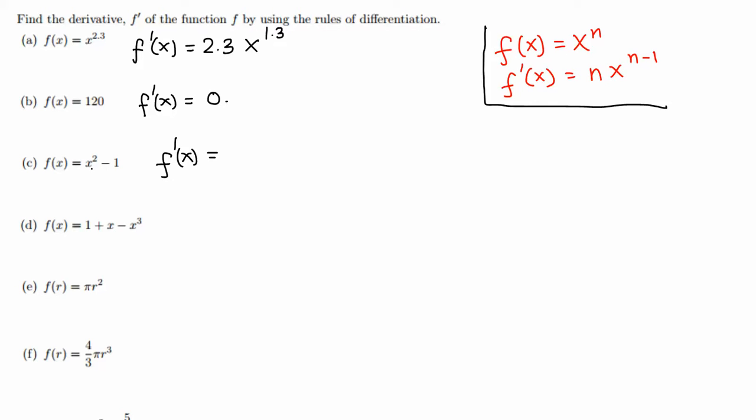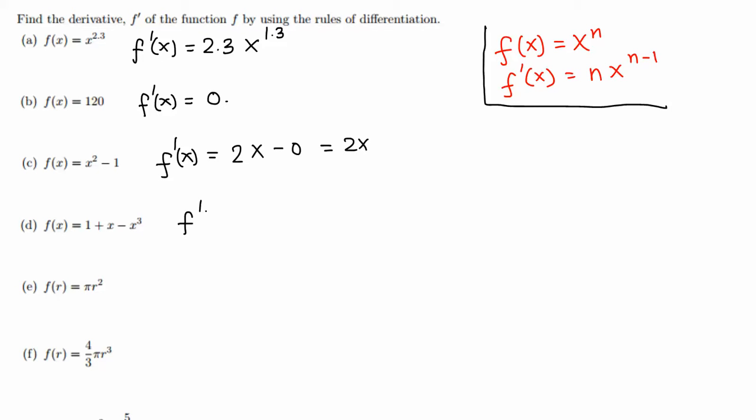Derivative of x squared using this power rule is 2x^(2 minus 1), we don't have to write that. So the derivative of x squared is 2x, minus the derivative of 1, which is 0, and we don't have to write minus 0 as well, so just 2x.